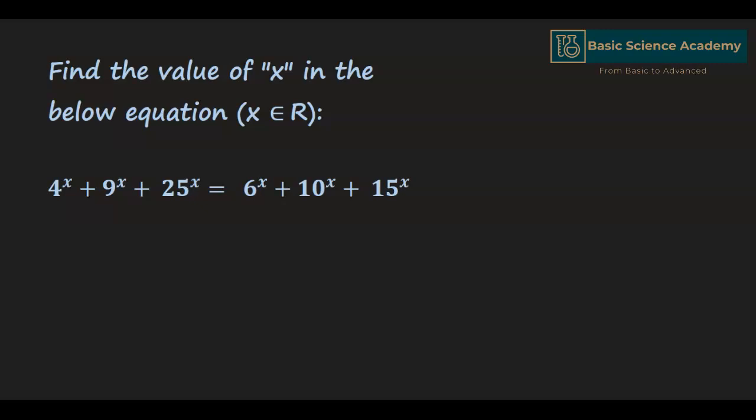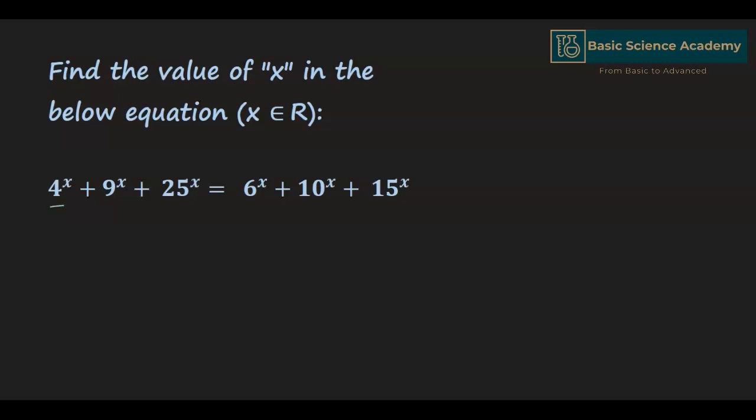In this video, we are going to solve the question: find the value of x in the equation 4 to the power of x plus 9 to the power of x plus 25 to the power of x is equal to 6 to the power of x plus 10 to the power of x plus 15 to the power of x.